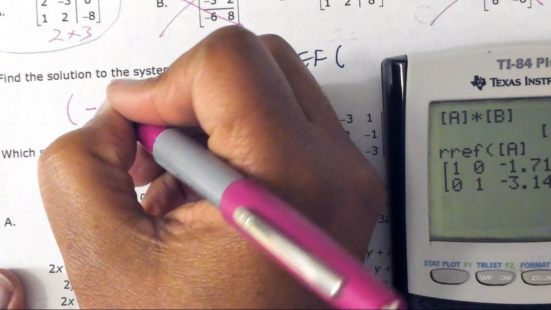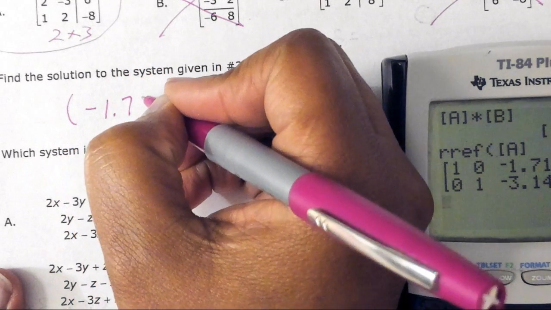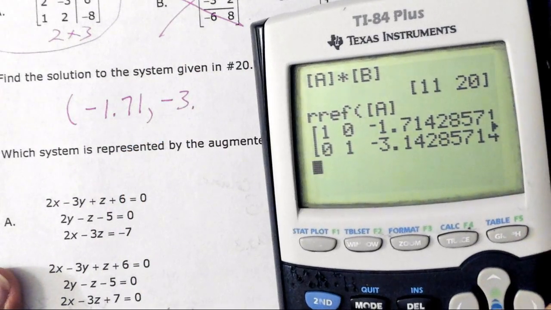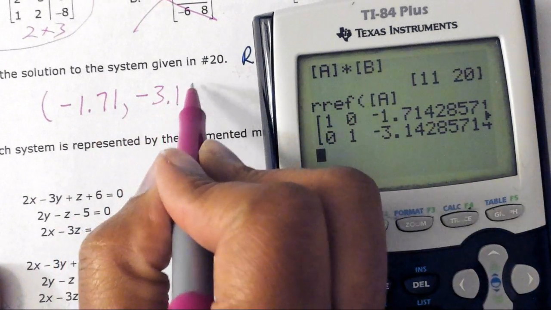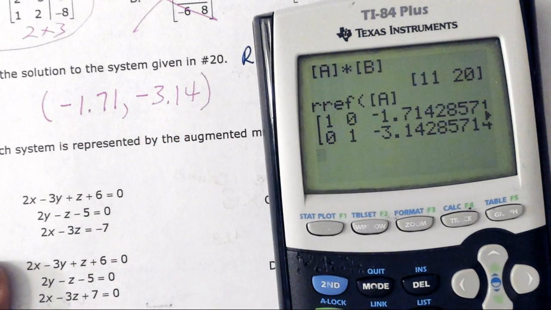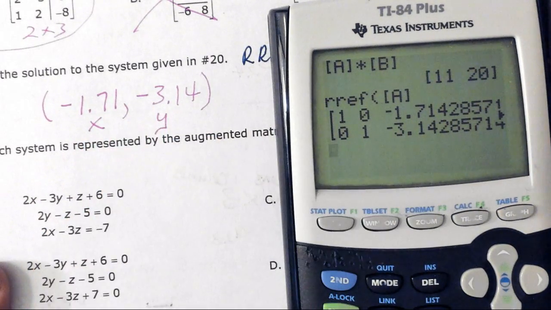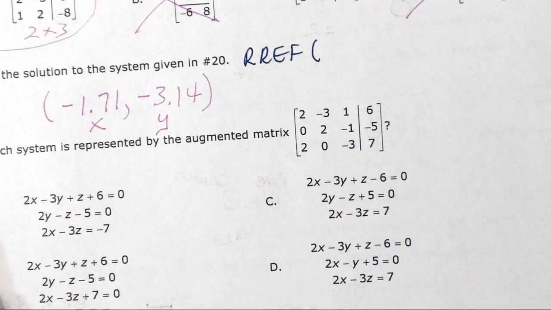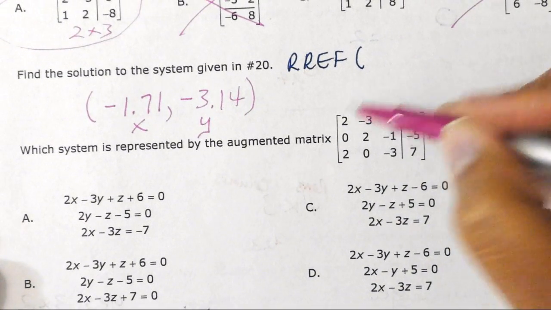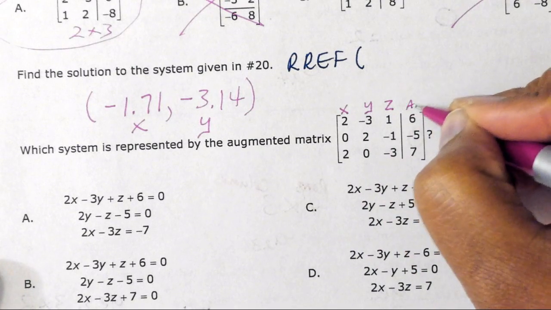We get -1.71, we're just going to use 2 decimal places, and -3.14. Oh, that should look very familiar to you. It's pi, 3.14. There are our solutions. This is my X value, and this is my Y value solution. Now let's try that with a 3 variable matrix. Remember, this is our X information, our Y, our Z, and these are our answers.